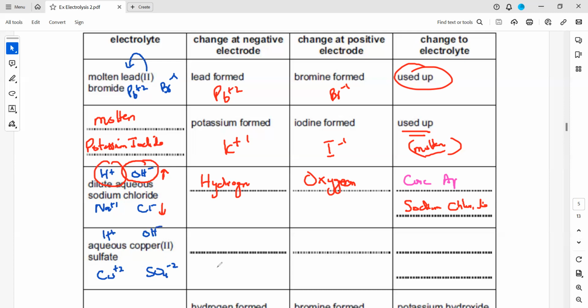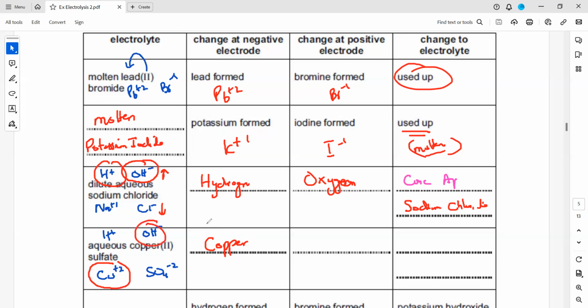Which positive ion will move towards the negative electrode, or cathode? Is it hydrogen or copper? Copper. So copper will move, and the product here will be copper. For aqueous solutions, we check the amount, but sulfate, nitrate and carbonate never discharge.